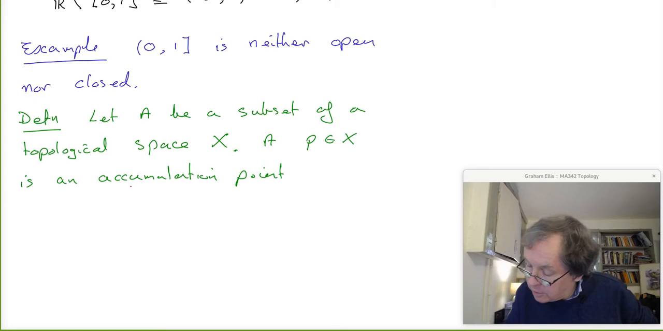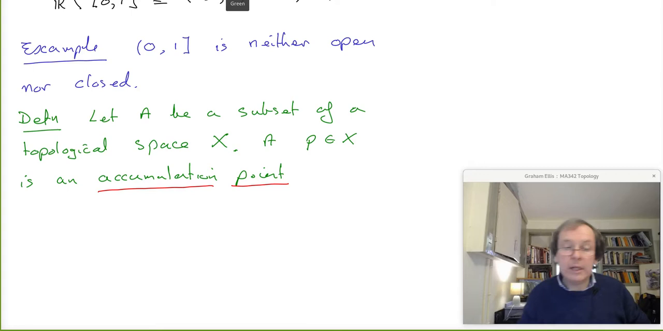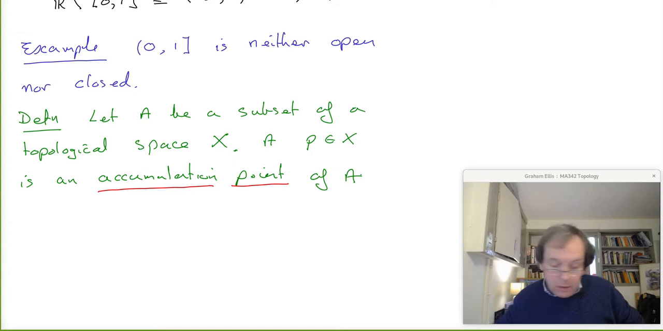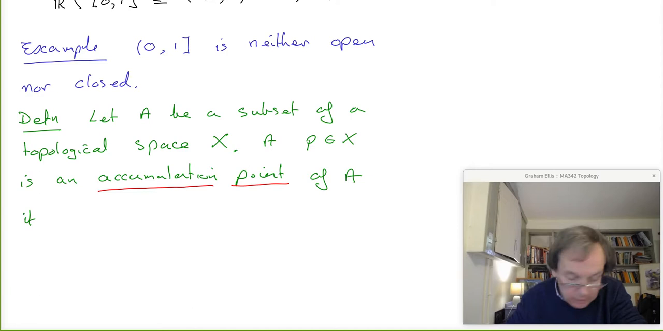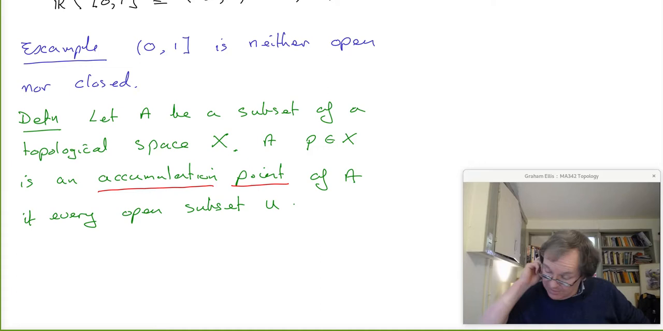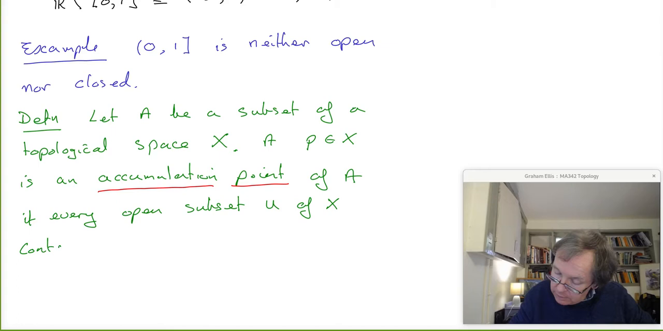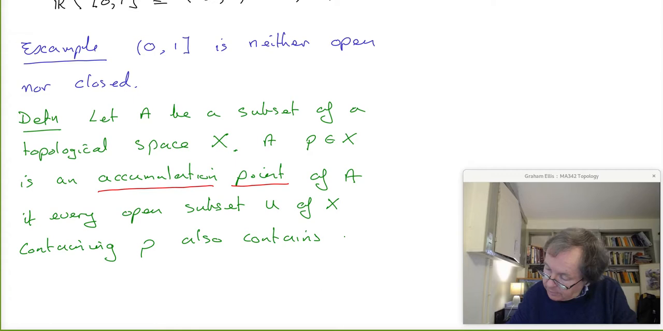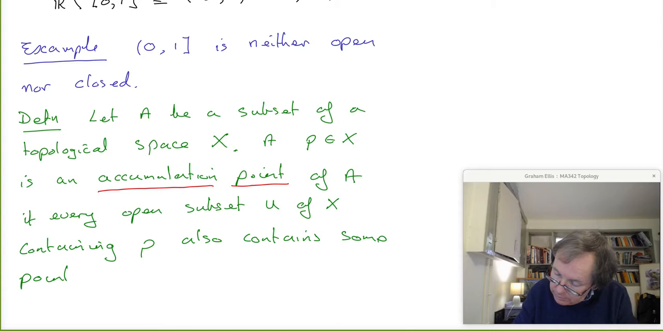So two definitions on the chart is maybe a bit much, but I don't see any other way to do it. So P is an accumulation point of A. What does that mean? If every open subset U of X containing P also contains some point of A, other than P. Let me put a box around that. I find that a nerdy definition.